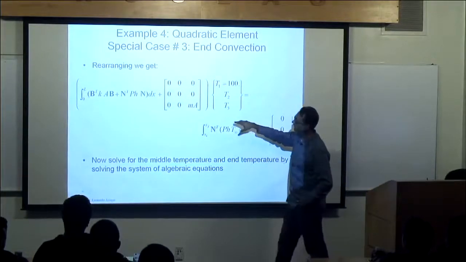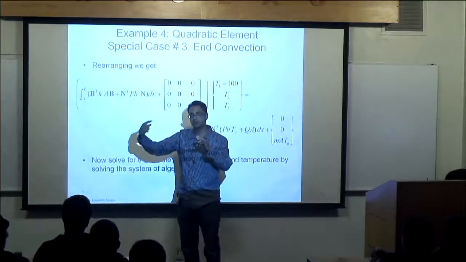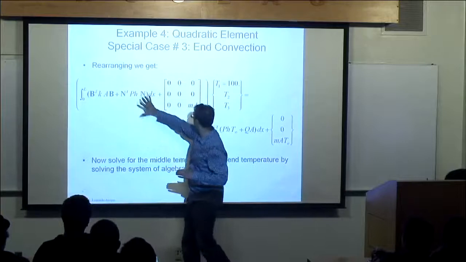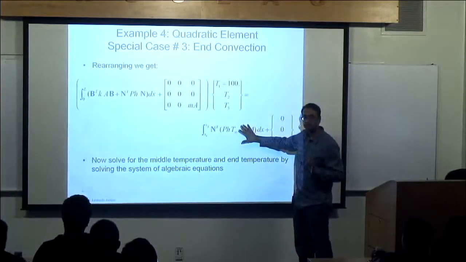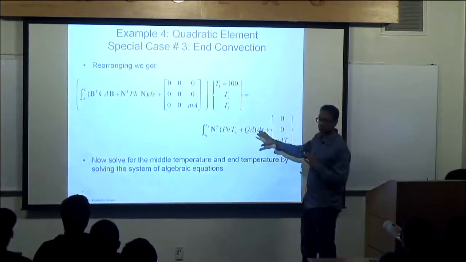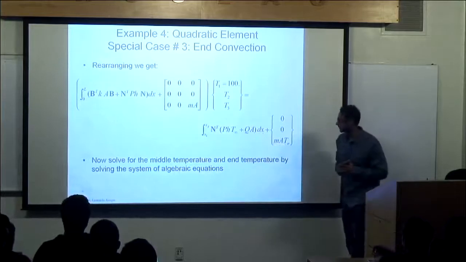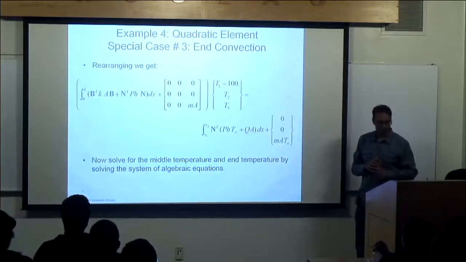In this example, I have no conduction along the length, though. So I don't have a conduction along the length, just on the end. So this is 0, really. And that's 0 also. And I have no internal heat generation in this example. Q is 0. The only thing I have is this term, in that example I gave you. Okay? Now you can solve for the middle temperature and the end temperature very quickly.